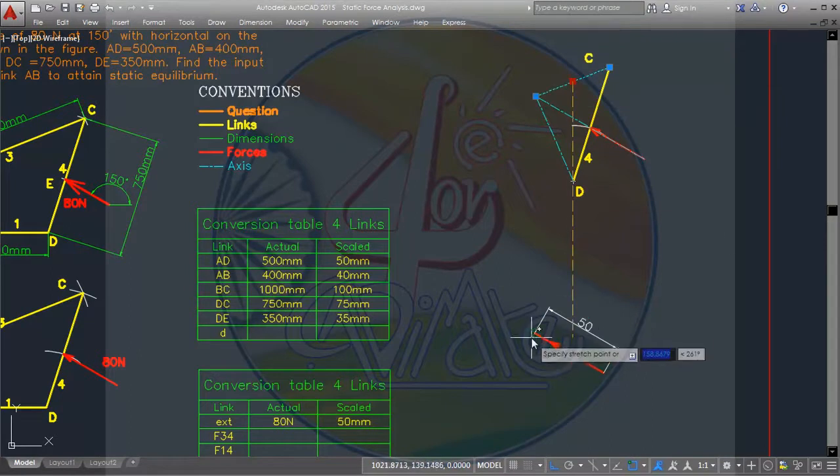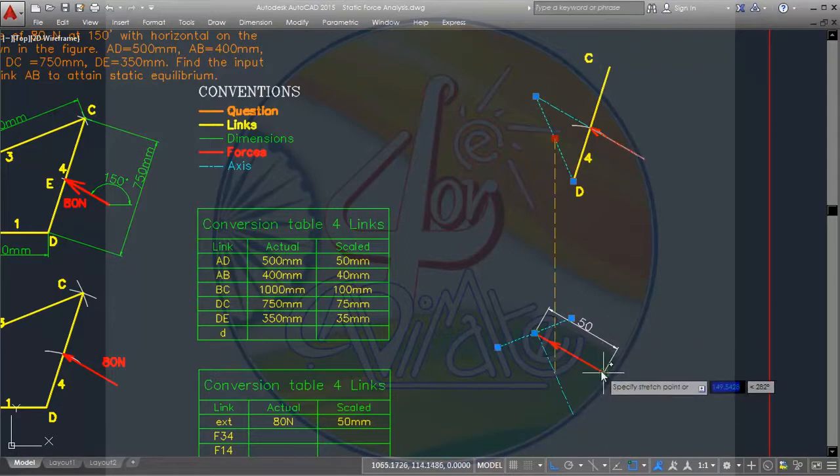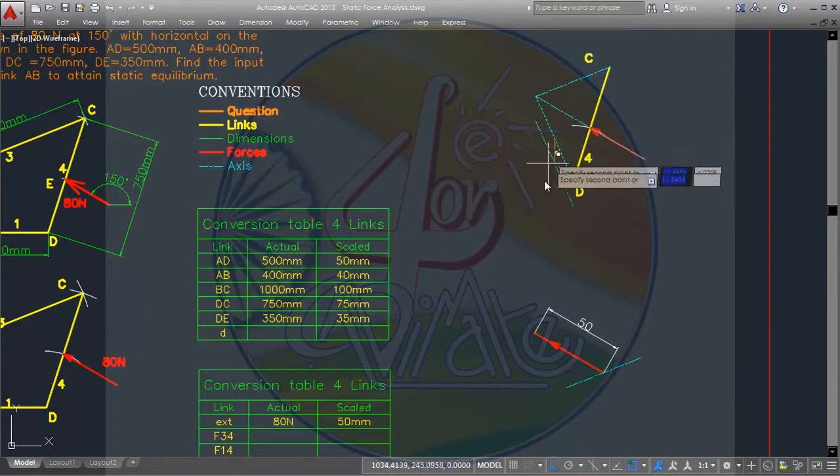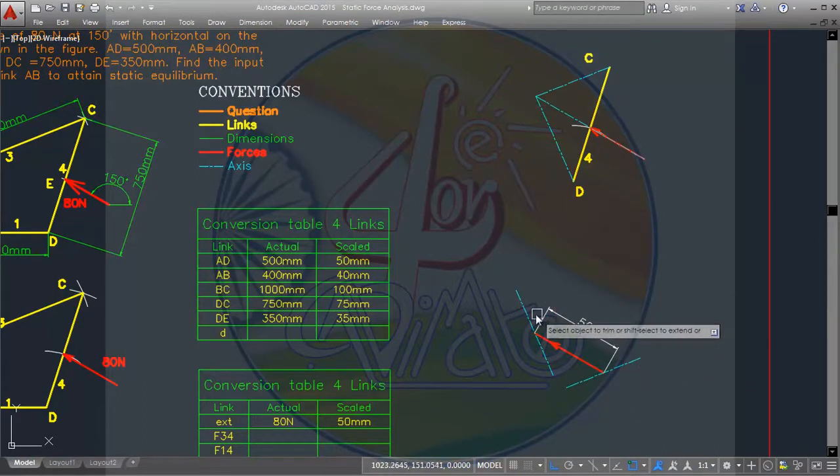The direction of this is like this, and the direction of this force is like this, parallel to that. Fine. Actually, if you take a copy of that, it will be better. Take a copy of that here, and a copy of this here. You can take both sides. Any side is no problem.